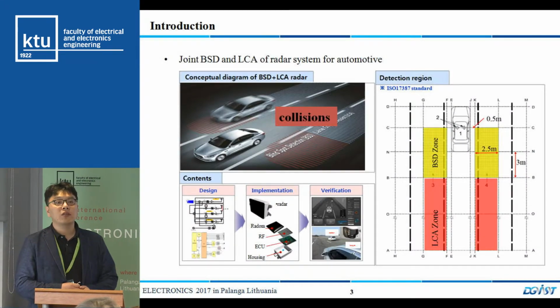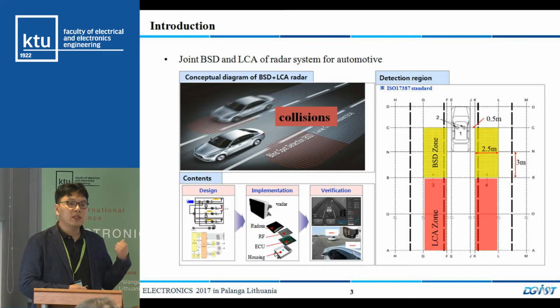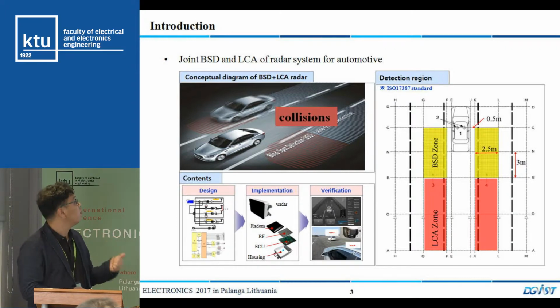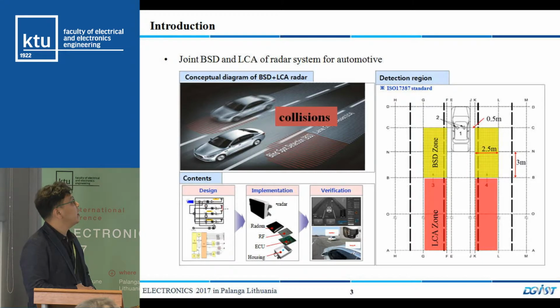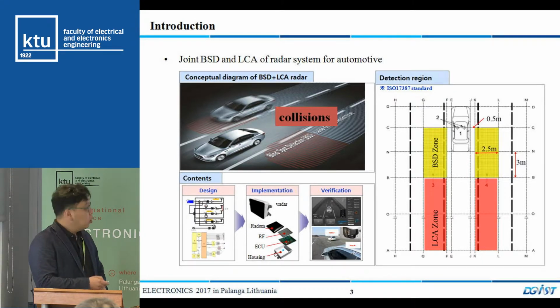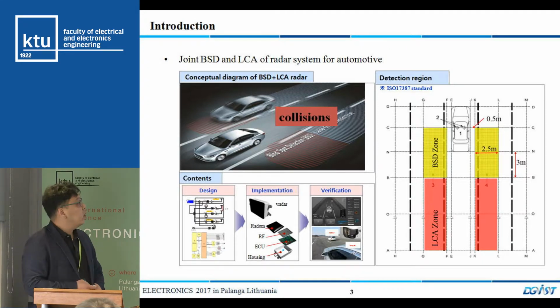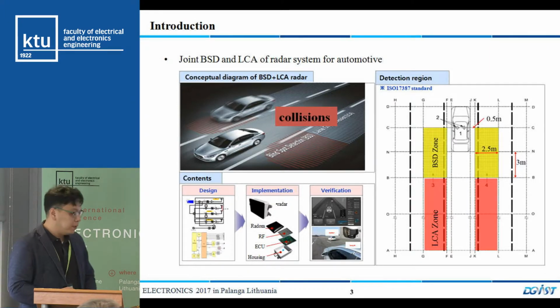Especially, our research institute is focused on making a joint blind spot detection and lane change assistance radar system. The blind spot zone is under 2.5 meters, and the lane change assistance zone is under 30 meters. We did the design, implementation, and verification for the automotive radar.